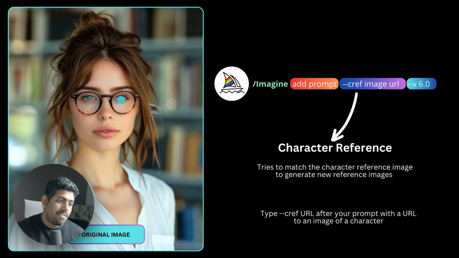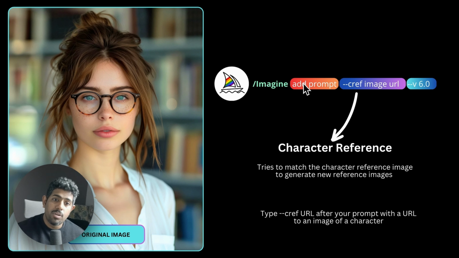So here I have an example of a woman. This woman has brown hair, glasses, and white shirt. This is the original image. Now say I want this woman in a different setting. What I can do is now go to Midjourney and type /imagine and then add a prompt. Say I want this woman in a shopping mall or walking on a street or working on a computer.